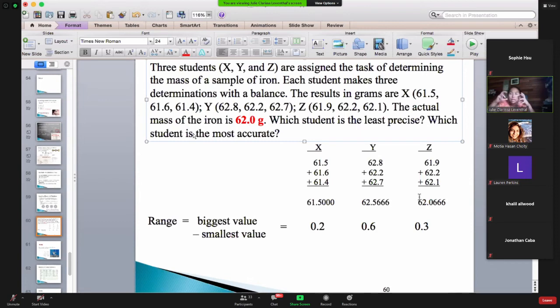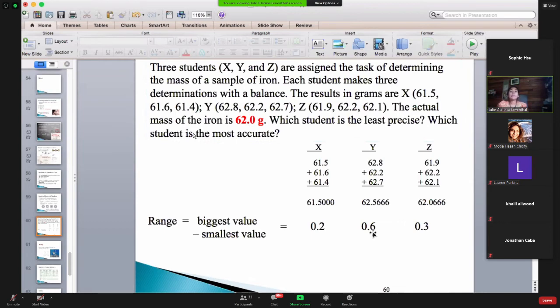So if the data is precise, it means the data are close to each other. They're precise. So how do you figure out if the data are close to each other? You look at the biggest value and the smallest value. Based on this, which one are the numbers all over the place? You have a very big difference in the values. That is a question here, least precise. X, Y, or Z?